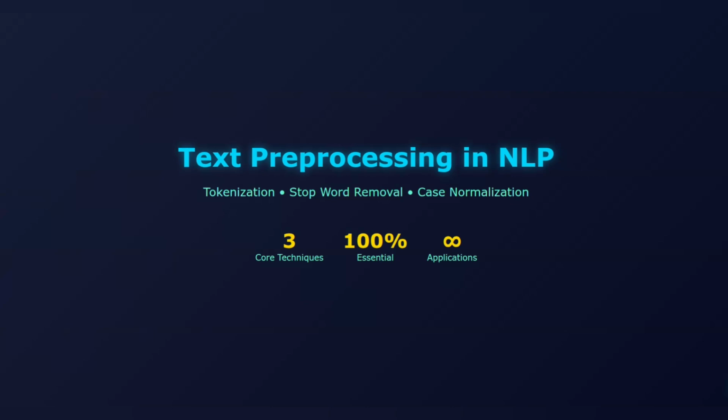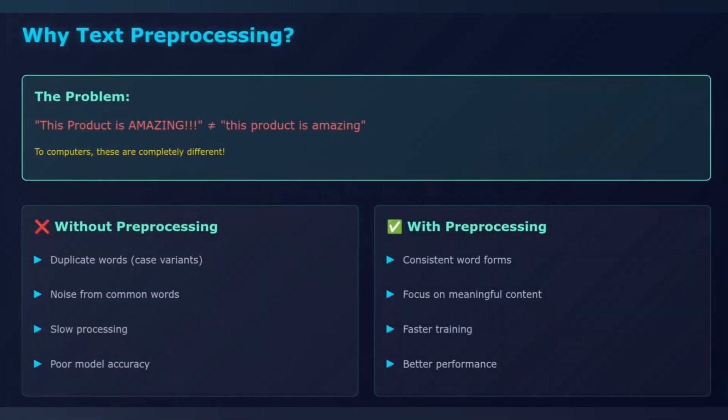Let's jump right in. Before we dive into the techniques, let's understand why preprocessing is so critical. Imagine you're building a sentiment analysis model to analyze customer reviews. You collect data from Twitter, Amazon reviews, product forums, and what do you get? Text that looks like this. You've got random capitalization. "This PRODUCT is AMAZING!" Triple exclamation mark. Punctuation everywhere. "Great. Love it."